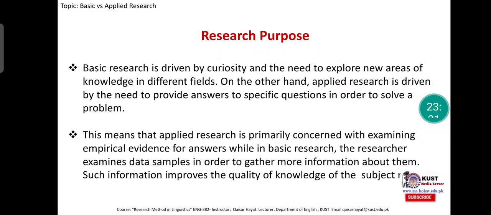Now, this means that applied research is primarily concerned with examining empirical evidence for answering questions, while in basic research, the researcher examines data samples in order to gather more information about them. Such information improves the quality of knowledge of the subject. Students, as I said, both research purposes are noble. One is for the increase of knowledge, and the other is to apply the knowledge.